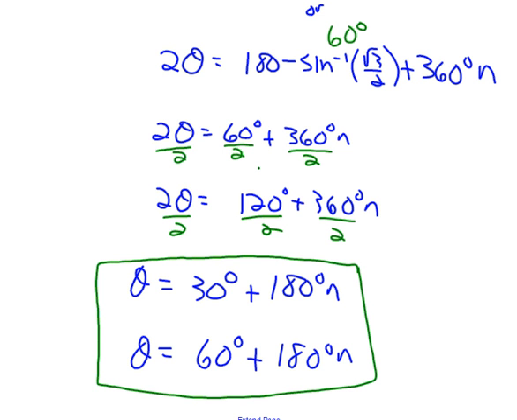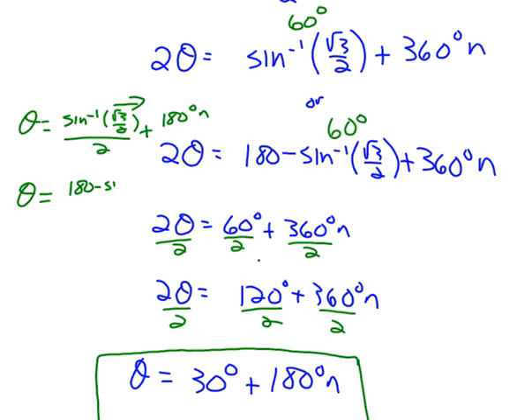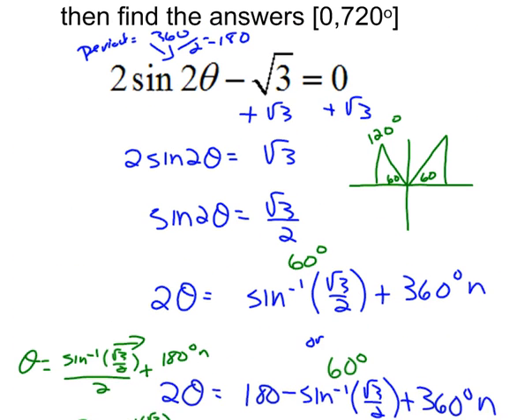I would also accept if up here you divide everything by 2 and you get theta is sine inverse root 3 over 2 plus 180n, that would be an acceptable general solution. And here I'd have to do 180 minus sine inverse of root 3 over 2 plus 180n. I would accept that as well. But when we don't have a calculator, this right here is going to be the best solution. Now I have to think about what particular solutions do I want.